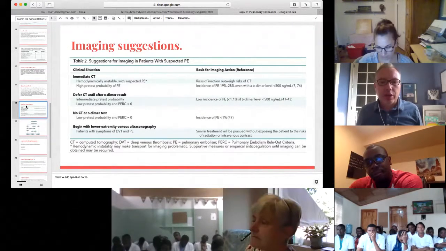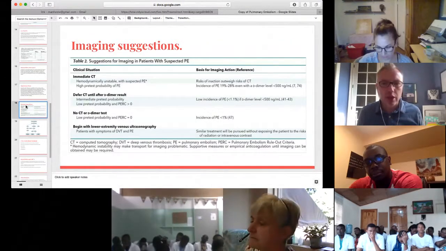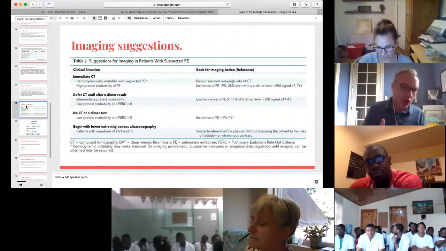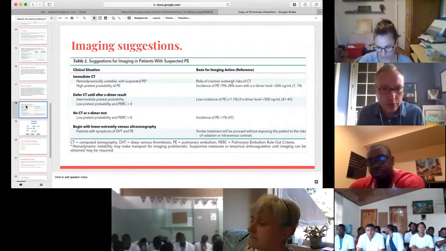Understand, though, that the D-dimer can be falsely elevated because of pre-existing problems, say, for instance, after a surgery, or as we get older, our D-dimer levels increase with age, so you have to age adjust that number as well.